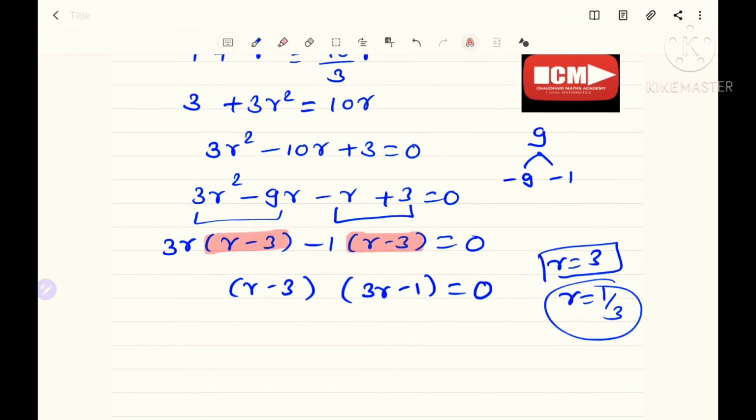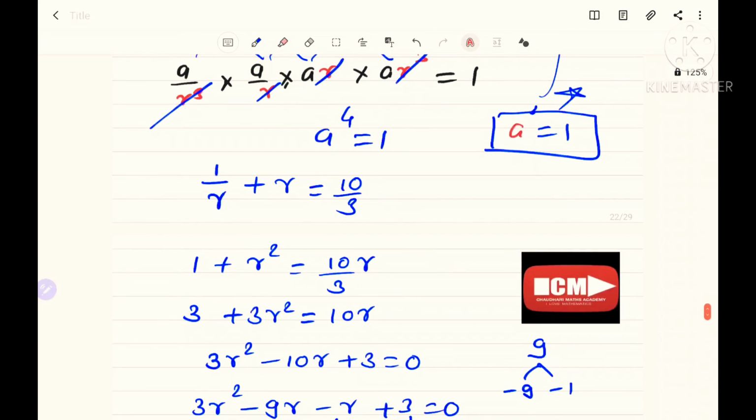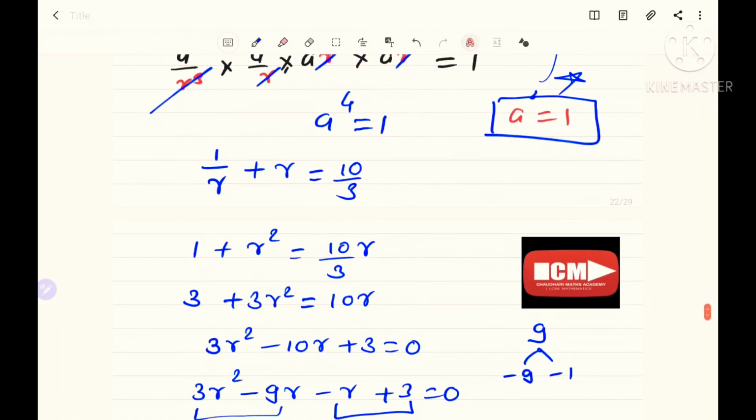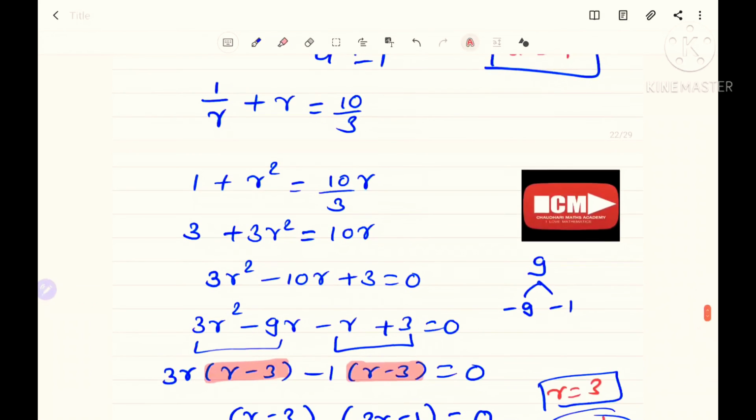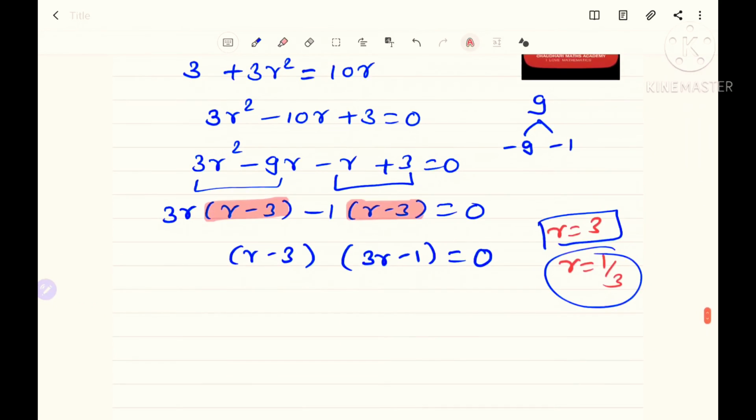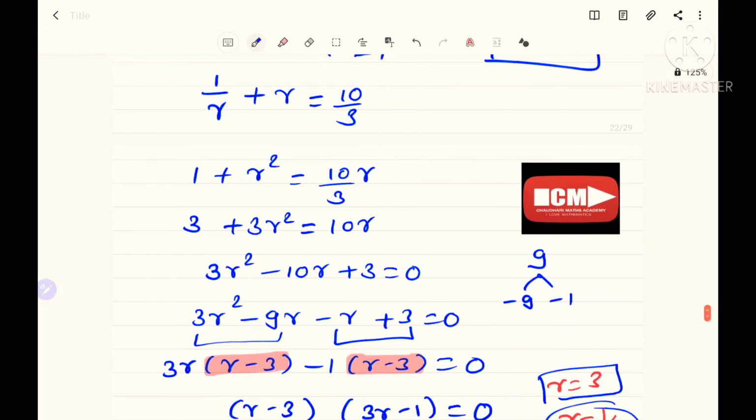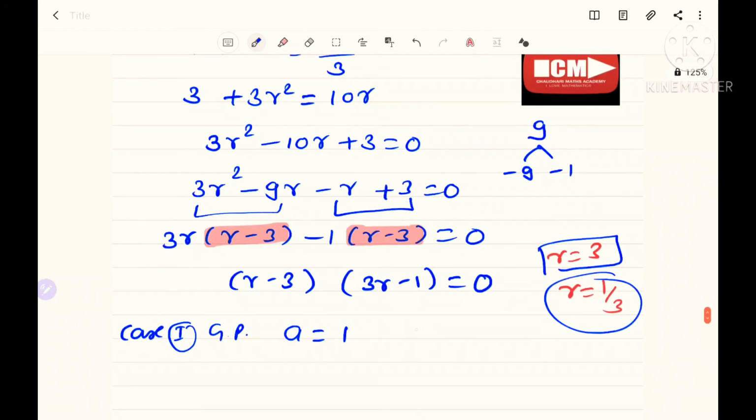So here we got the important terms of the geometric progression. First we got the value of A, and after a little bit of heavy calculation, we got these two values of R. On the basis of this, let's put case number 1 for the GP, for which the value of A is 1 and the value of R is 3.